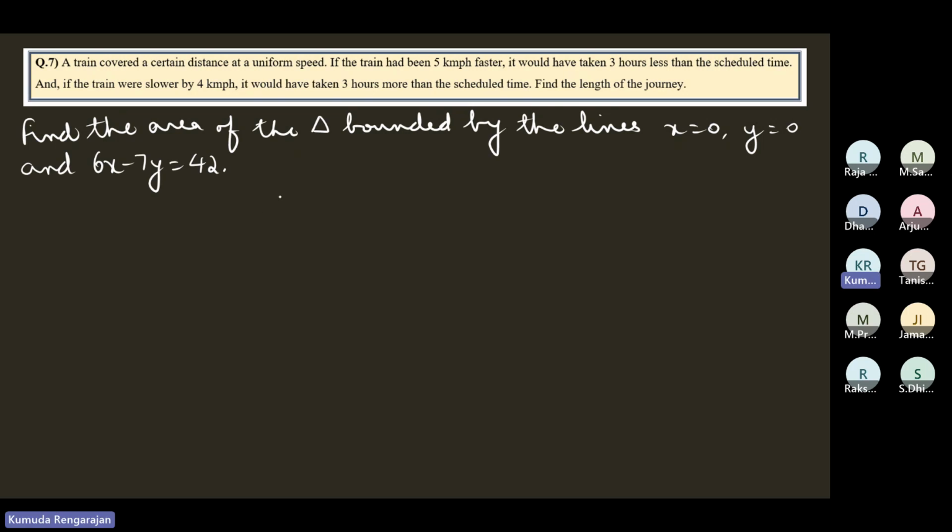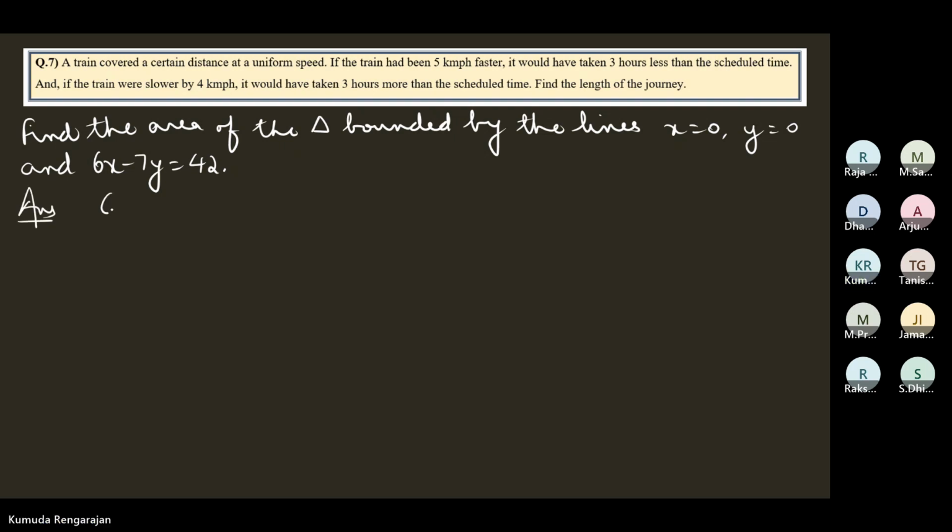The question is not to make the graph. You should make a graph only if you're asked to make a graph. Just because we have equations x is equal to 0, y is equal to 0 and 6x minus 7y is equal to 42 does not mean that you have to make a graph. There is no mention here. Find the area of the triangle. That is your question. We are not asked to prepare a graph for this, so you need not make one. You should just find the area of the triangle. So how do we find the area of the triangle?